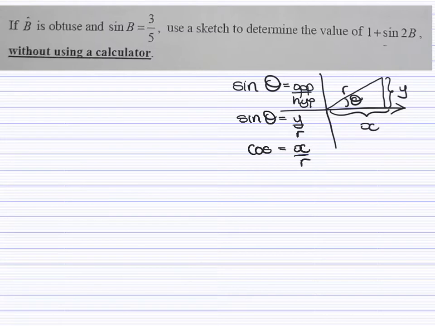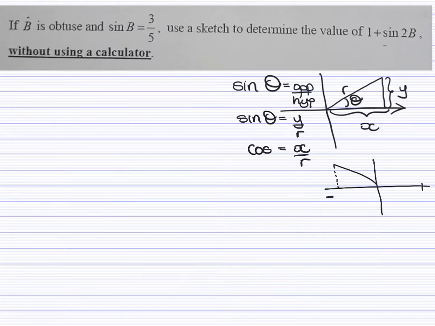Now let's go back to our question. They tell us that b is obtuse. Now if b is obtuse, it's no longer going to be in the first quadrant, it's going to be in the second quadrant. If it's in the second quadrant, now you need to examine, is the x value going to be positive or negative? If it's in the second quadrant, that means our x value has to be negative. That's a hint that we're going to use in solving this.